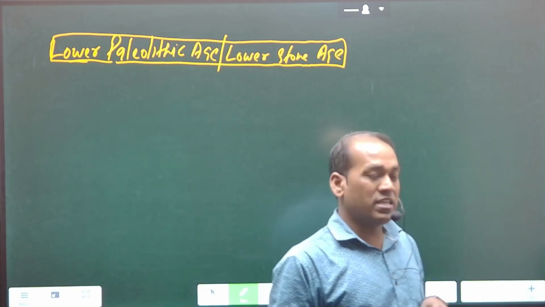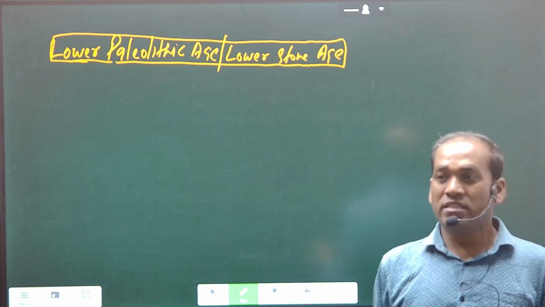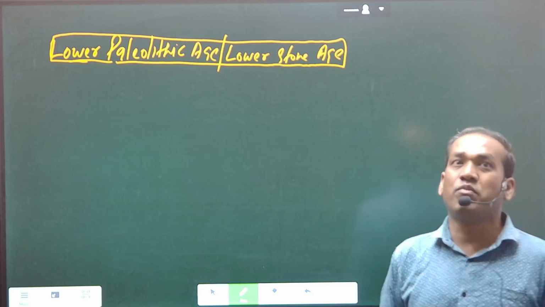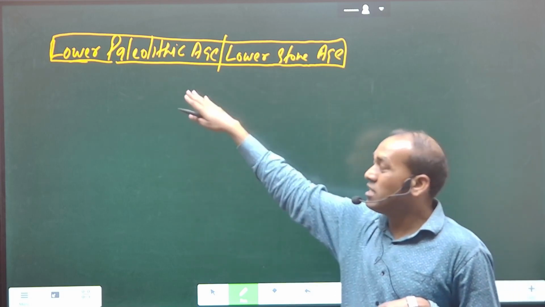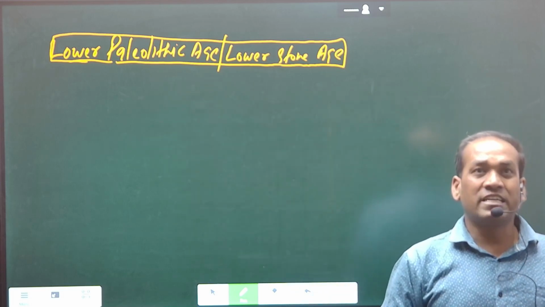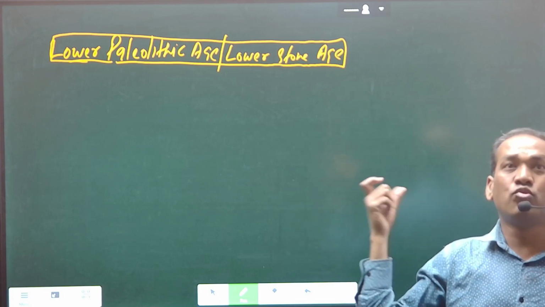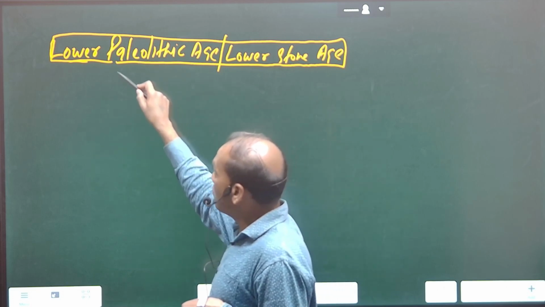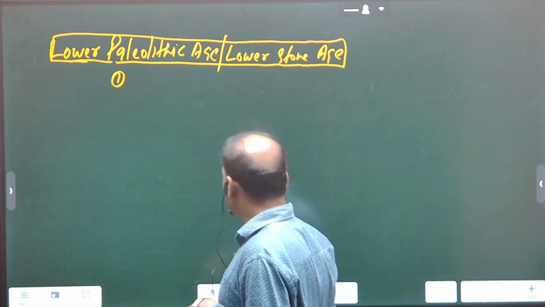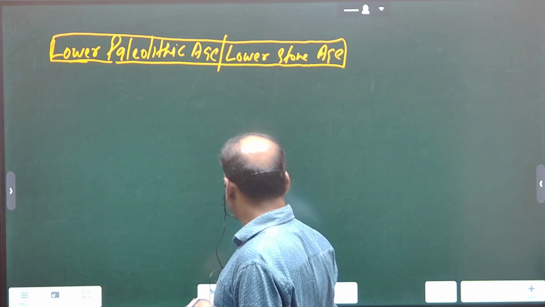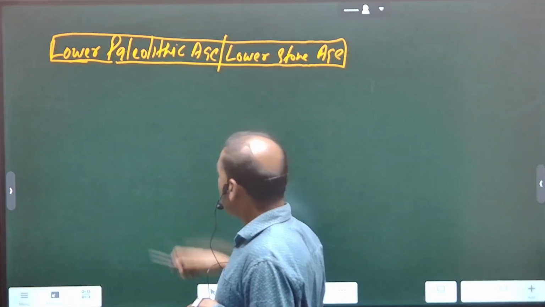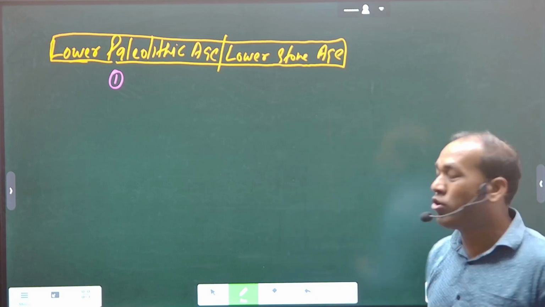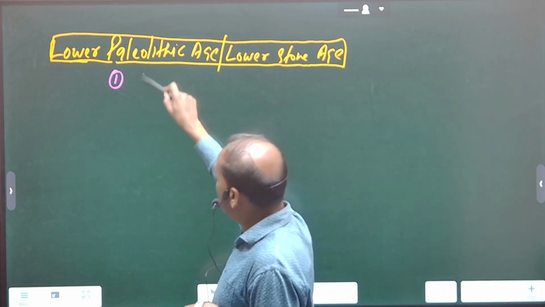So in lower Paleolithic age, first of all, the early men, the people had no knowledge of cultivation. So the first point you can mention here in lower Paleolithic age, that at that time the people had no knowledge of cultivation. What you can write? First point you can write that the people had no knowledge of cultivation.